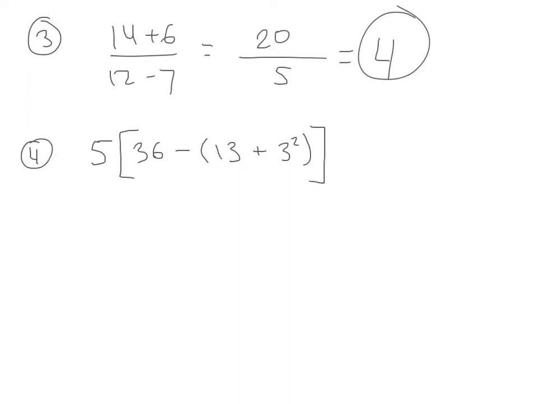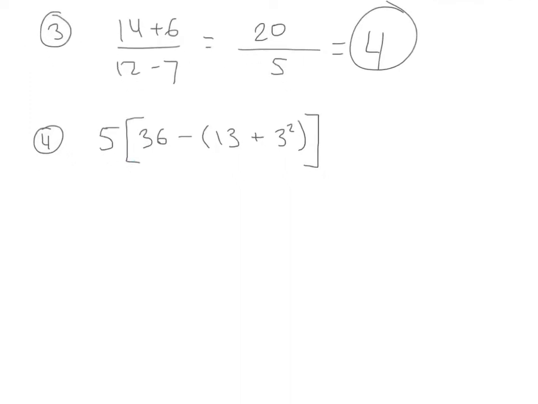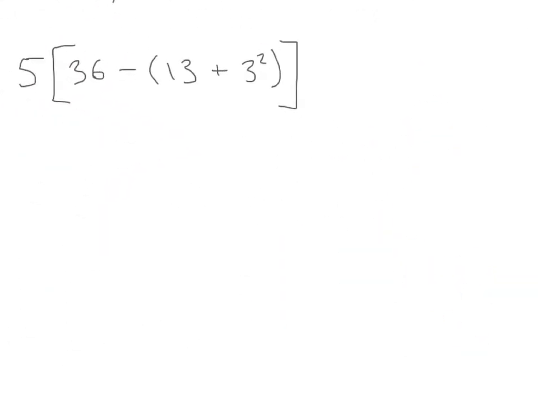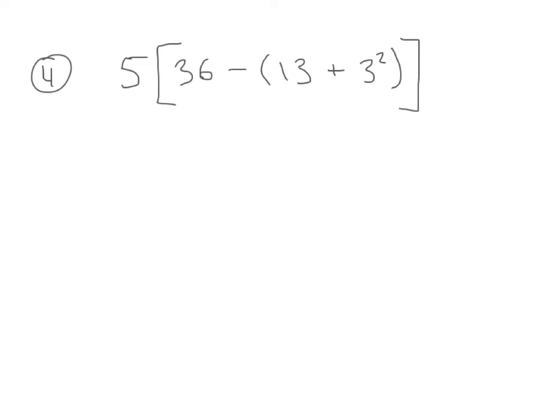Okay, so when I look at this thing, I see brackets, I see parentheses, exponents. I got a lot going on. But you know what? That's why we have GEMDAS. Remember, keep calm and remember GEMDAS. So, grouping symbols first. And when we look at the grouping symbols, if we have more than one set, which we do because we have parentheses here but brackets here, we're going to move to the innermost set.